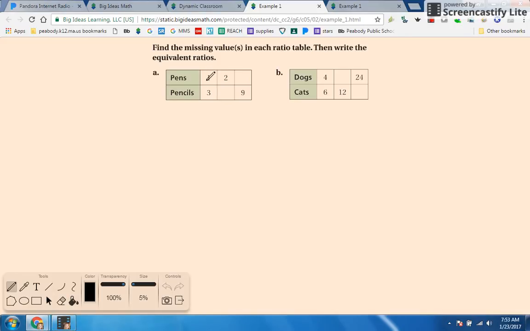So for this one, in order to get from 1 to 2, they're multiplying by 2. So you're just going to do the same thing to the bottom. So 3 times 2 is 6. So there's my missing number.